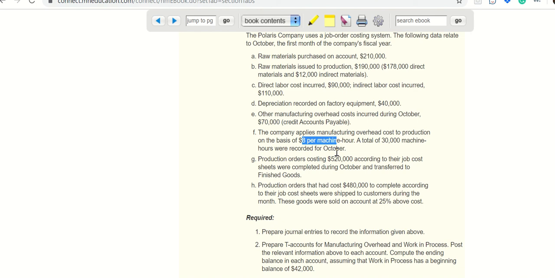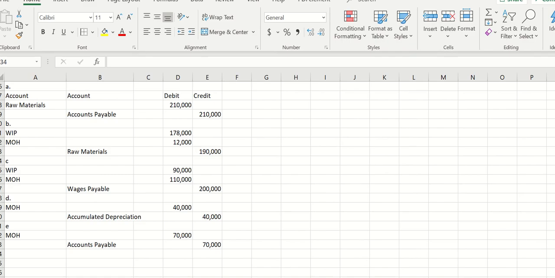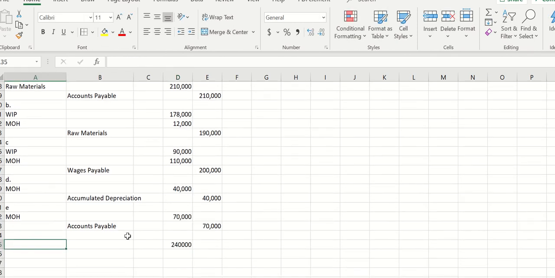And then this will tell you what happened after we've completed all the products. So $8 times 30,000 hours. Did I get that right? 240,000. Right, so this will be our applied overhead. So this is the work in process. This is our applied overhead.